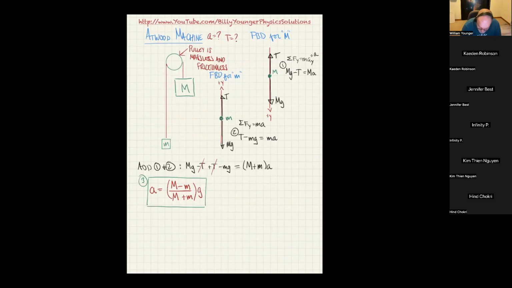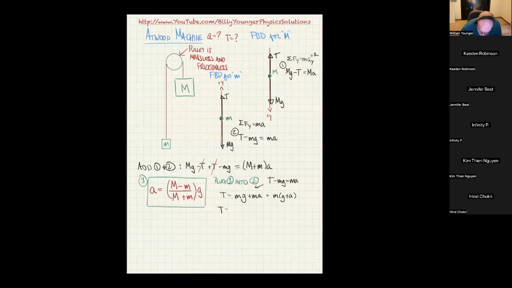So I'm going to say now plug 3 into, I'm going to choose 2, just because the t is already positive there. So I'm going to say t minus mg is equal to ma, which gives me t is equal to mg plus ma, which you can see is basically m times g plus a. So now I can start solving for that.